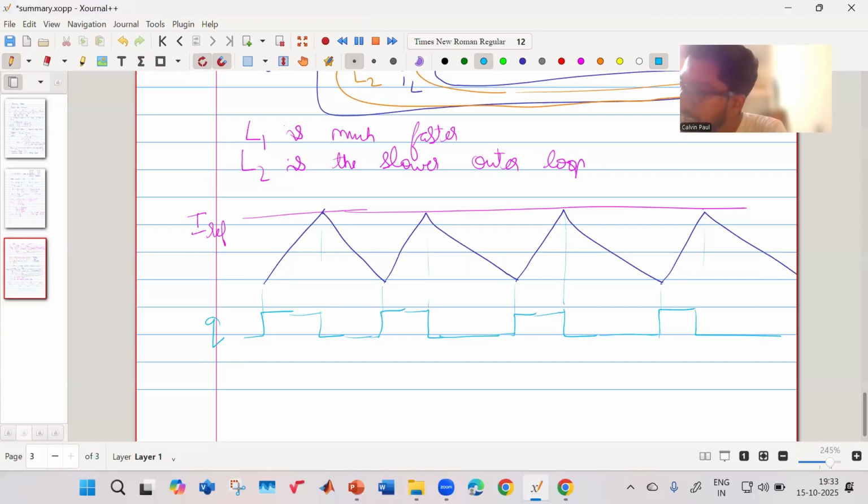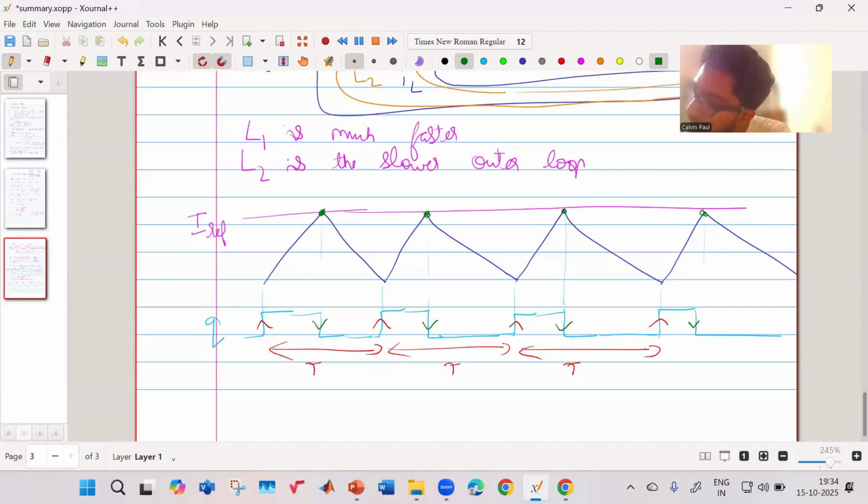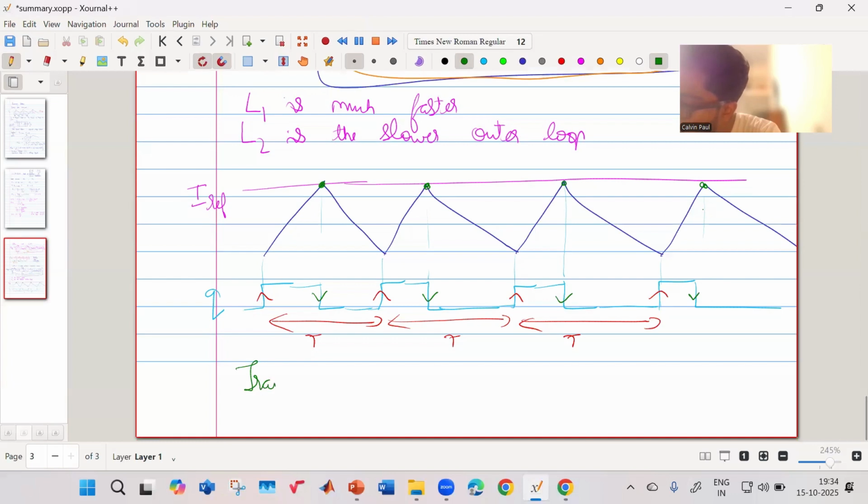Again, I'd like to point out that it is all turning on at fixed intervals of time t. After time t, it will be turned on. But the point when it is turned off is given when it touches your peak reference. This is the time when it turns off. So again, what is being controlled? The instant at which your gate signal is being turned off, that is being controlled. So this also is known as trailing edge modulation.